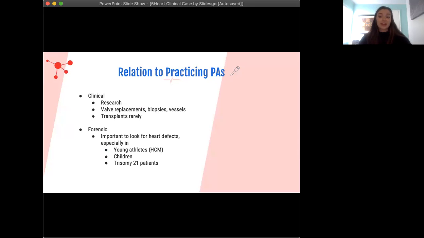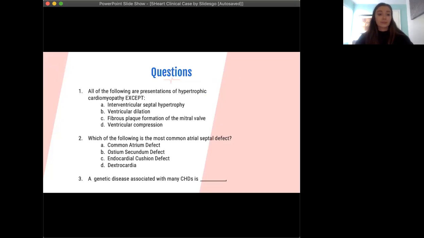And then in a forensic setting, it's important to note any heart defects, especially in young athletes, for example, with hypertrophic cardiomyopathy, as we mentioned earlier, those in children, and then trisomy 21 patients especially. These are all important to note because congenital heart defects are most of the time genetic. So if a child dies suddenly, for example, it would be extremely beneficial to let the family of that child, and especially the mother, know of any genetic predispositions she might be passing down in case she wants to try for another baby.